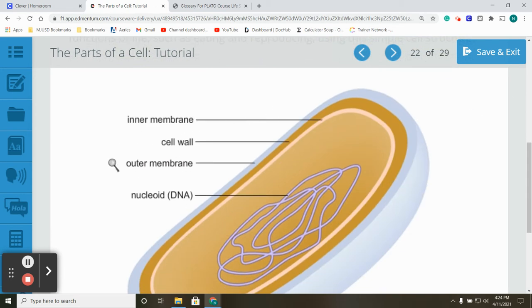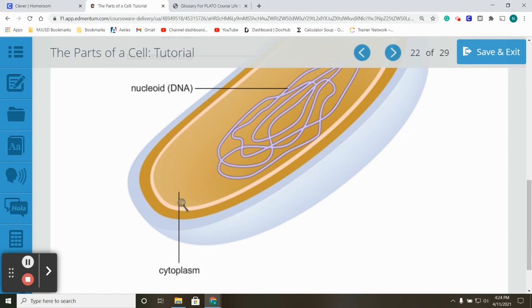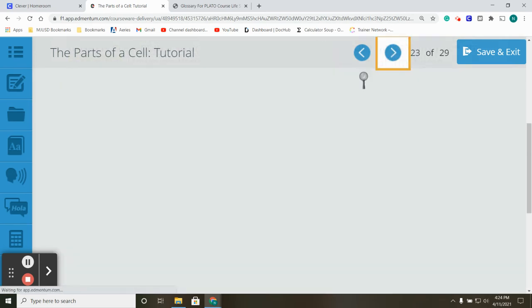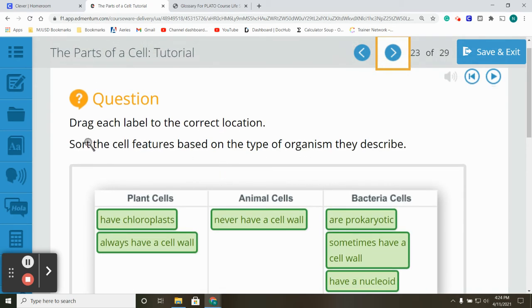Inner membrane, cell wall, outer membrane, nucleoid DNA, and cytoplasm. Drag each label to the correct location. Sort the cell features based on the type of organism they describe.